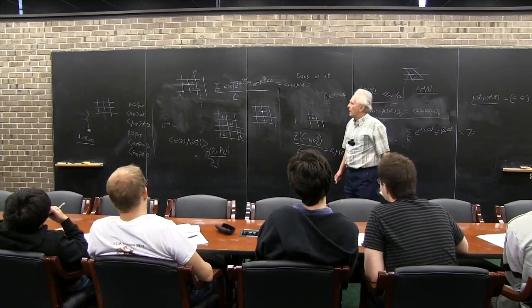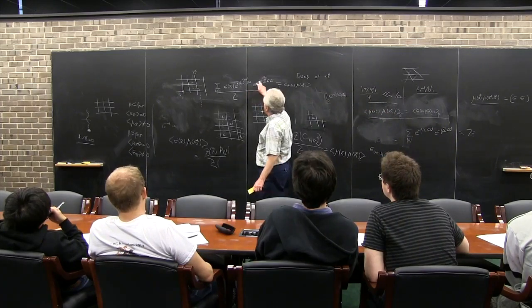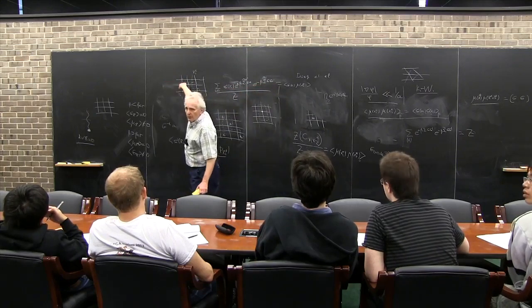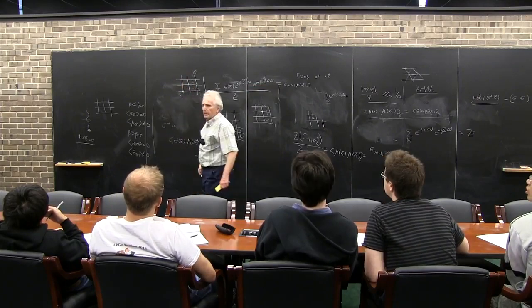Are the signs reversed on the exponent? Twiddle means that we are summing over spins which are far away from this defect. And why is there a plus in the exponent? Oh, but.